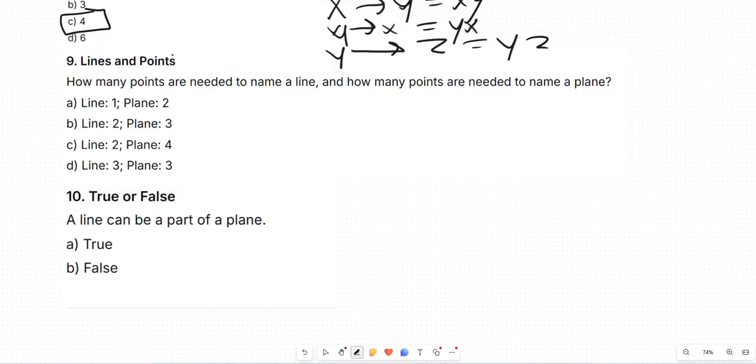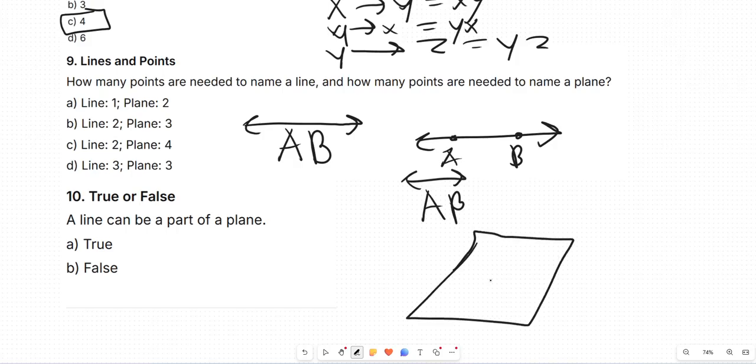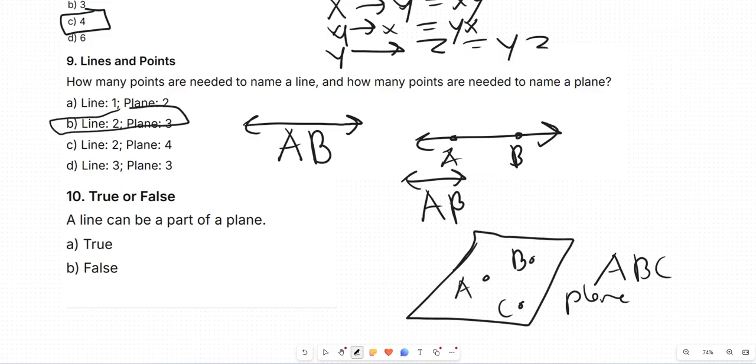How many points are needed to name a line, and how many points are needed to name a plane? I said earlier that a line should have two letters, or two points. It can be written or visualized like this. So A and B. The possible symbol for this is line AB. Next, for the plane, you need at least 3 points. I can name it ABC or plane ABC. So the answer would be 2 and 3, or B, sorry.